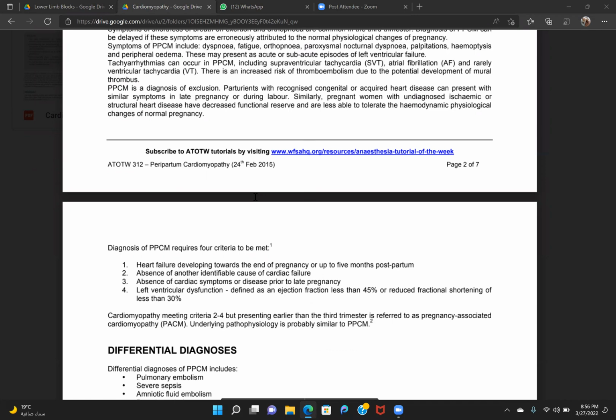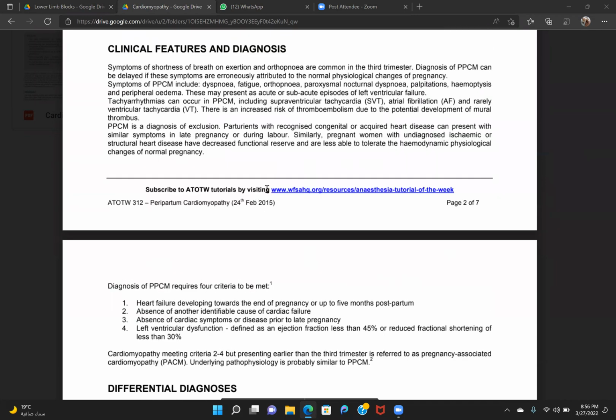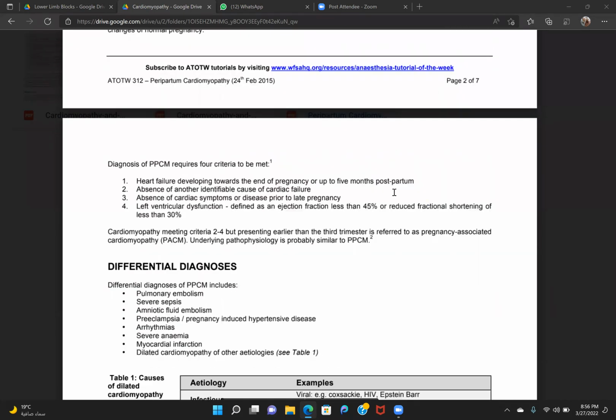This is some words about peripartum cardiomyopathy. Okay, so you have heart failure towards the end of pregnancy or up to 5 months of postpartum, absence of any identifiable cause of cardiac failure, and absence of cardiac symptoms before pregnancy. Okay, and then there is failure of left ventricular function. So this is the diagnostic criteria for peripartum cardiomyopathy.